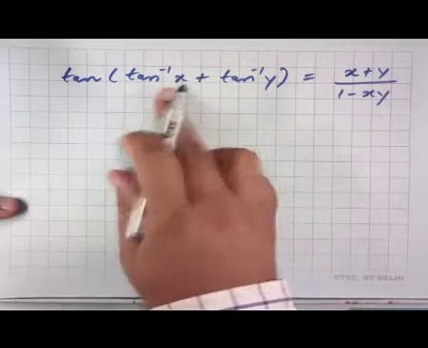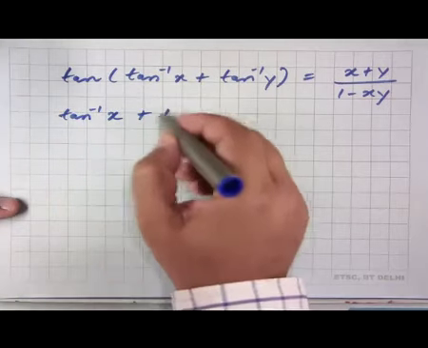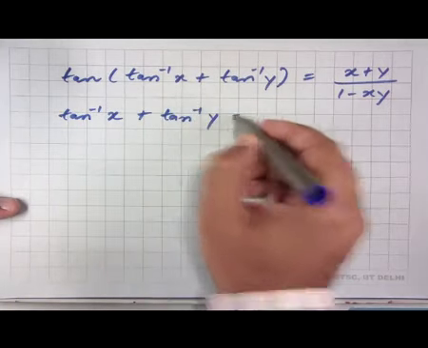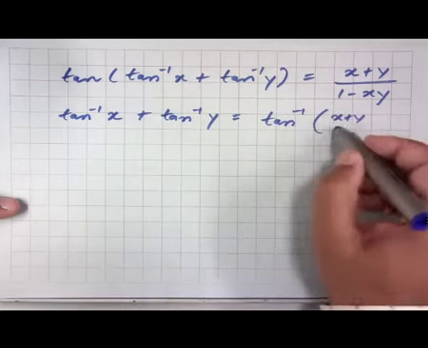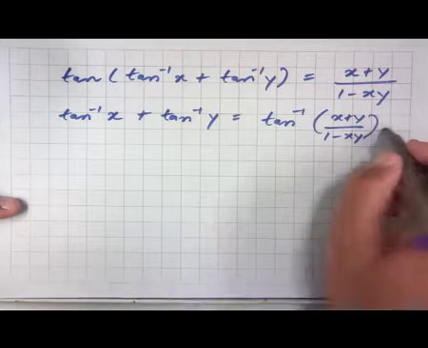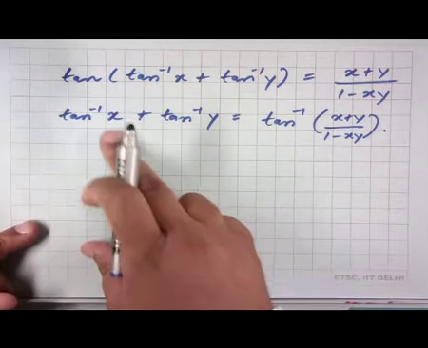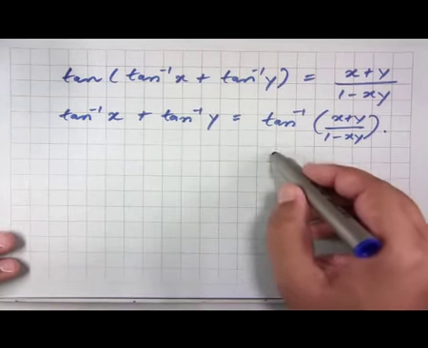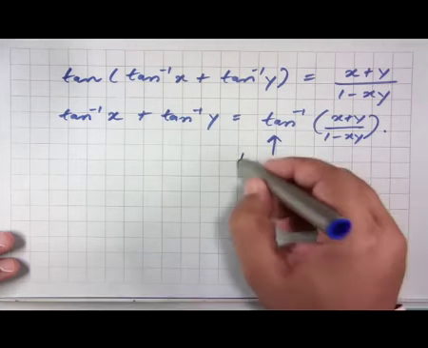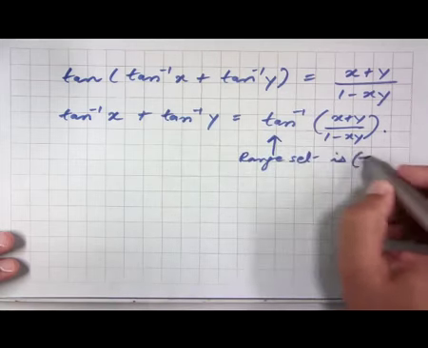But does this necessarily imply that tan inverse x plus tan inverse y equals tan inverse of (x plus y) over (1 minus xy)? Is this always true? The answer is no. It depends on the values of x and y, because we know that the range set of the tan inverse function is minus pi by 2 to plus pi by 2.